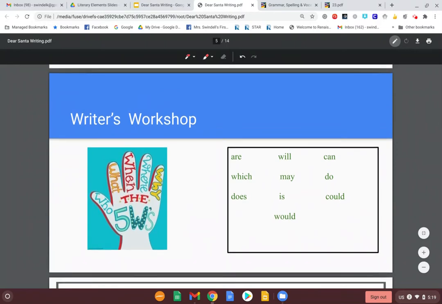All right, so in starting with our letter today, I have some questions that we learned when we were in person at school, boys and girls. If you can remember, our questions start with W: who, what, when, where, why, and usually in the middle there is the word how. But we also learned there's more than just who, what, when, where, why, and how. We can also start a question with are, will, can, which, may, do, does, is, could, and would.